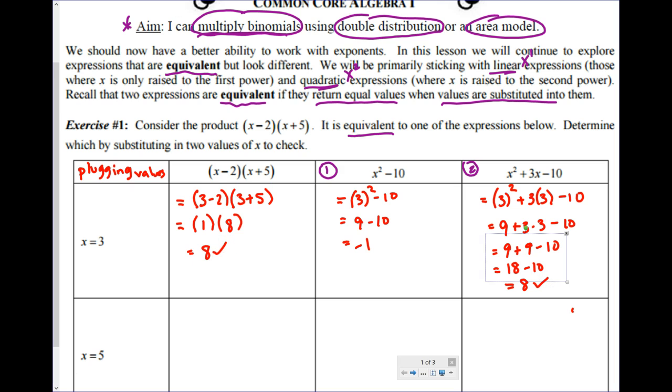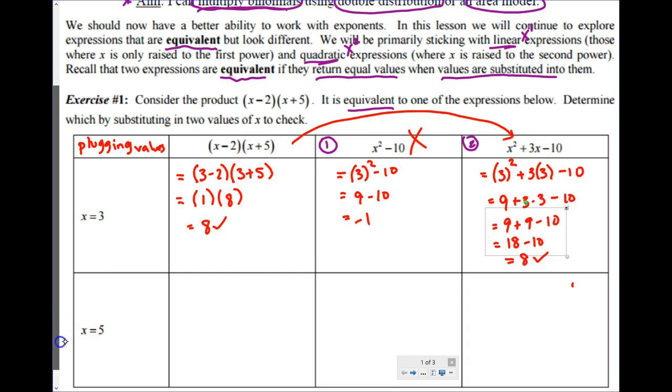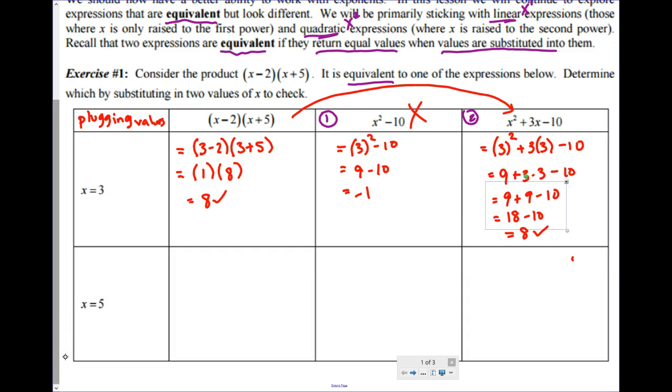So I'm thinking that x minus 2 times x plus 5 is equivalent to that expression right there, not this one. But let's try it with a second value just to be sure, and I'd like you to try it this time on your own. So please pause the video and try plugging in x equals 5 on your own.